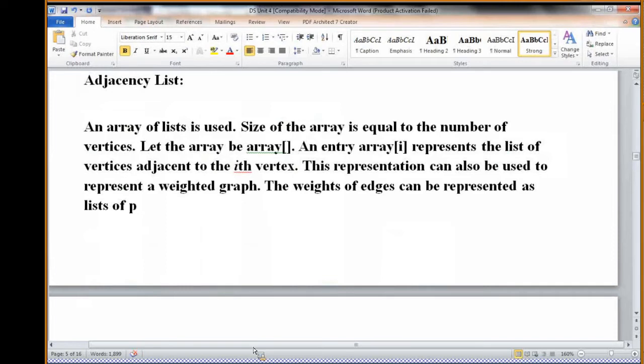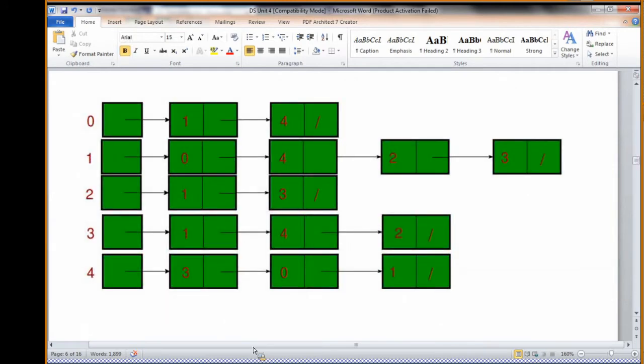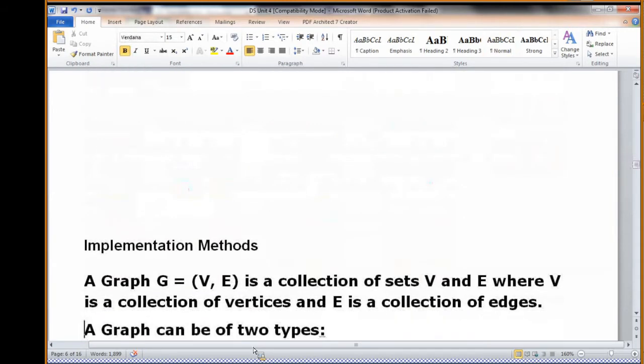An array of lists is used, and the size of the array is equal to the number of vertices. Let the array be of size 5, and the entry array[i] represents the list of vertices adjacent to the ith vertex. If i is 0, it is connected to 1 and 4. This representation can also be used to represent a weighted graph, and weights of the edges can be represented as a list of pairs. So the weight will also be considered in case of shortest path and computer networks.